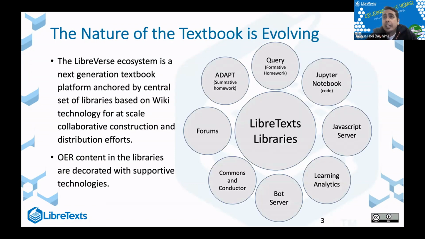So the nature of textbook is evolving. The LibreVerse is an ecosystem of next generation textbooks where we're adapting Adapt, H5P with Jupyter notebooks, formative homework, as well as forums, and using JavaScript to tie it all together. We have Commons and Conductor to help keep track of everything that's going on. We have a bot server to help out with a lot of the automation, as well as learning analytics for those instructors who need it. The OER content in the libraries are decorated with supportive technologies, such as all of this in here, to make it an all-in-one tool for a lot of our instructors.